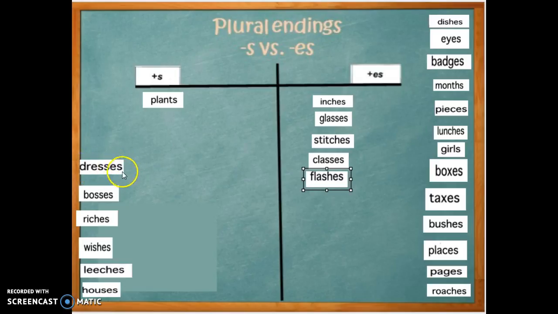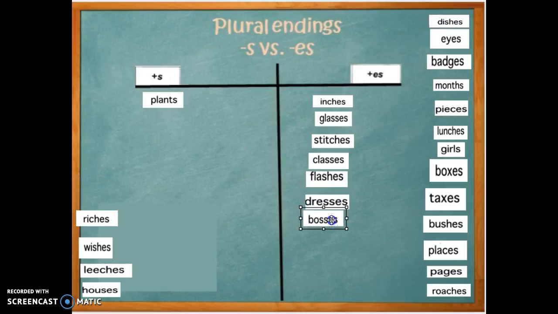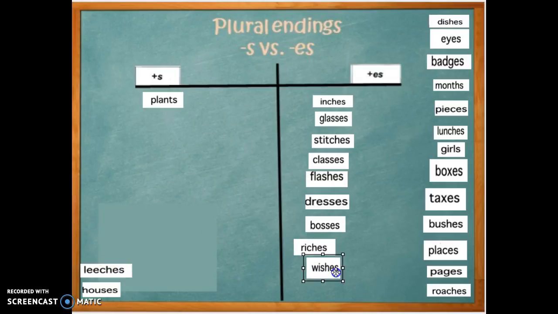Dresses, another ES plural ending. Bosses, gonna keep moving it over. Riches, all right, ES again. Wishes, see that ES there. Leeches, ES, right? So leech would be one, more than one leech would be leeches.